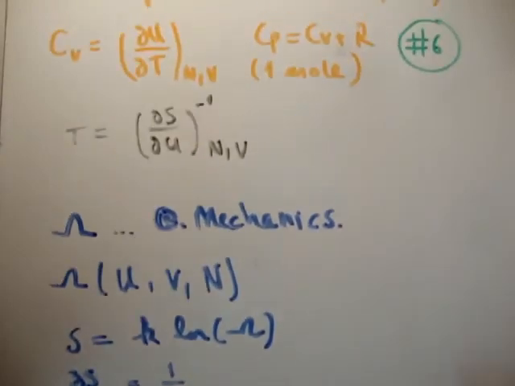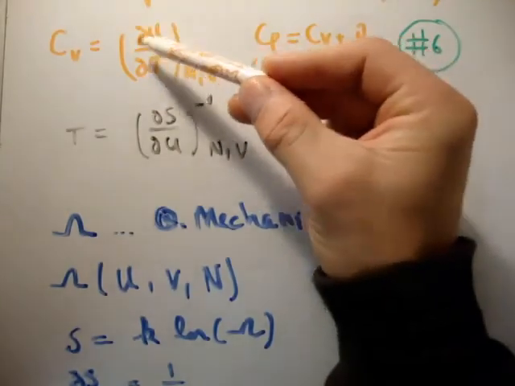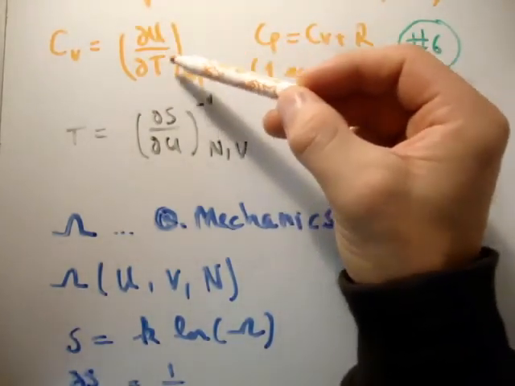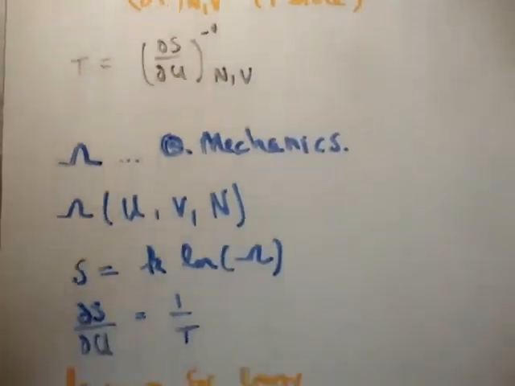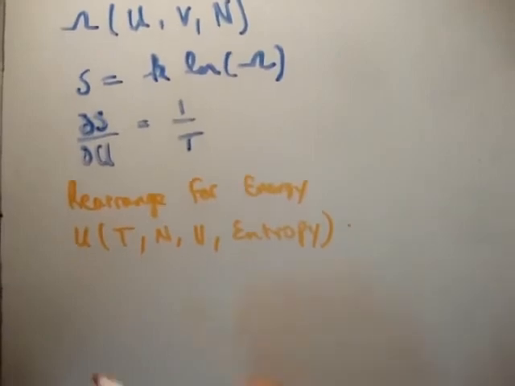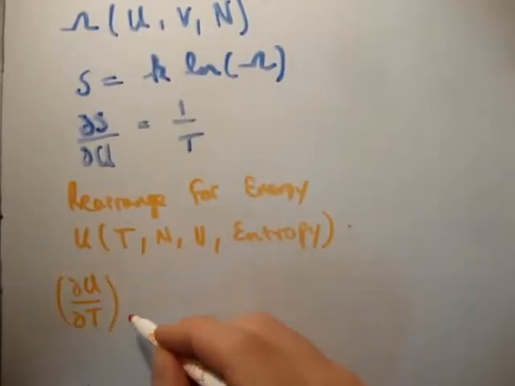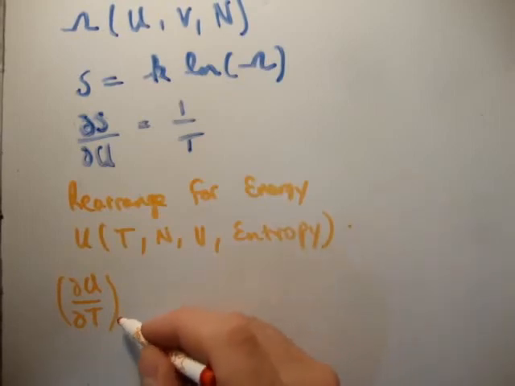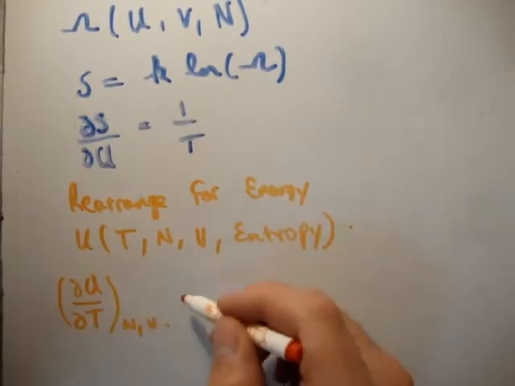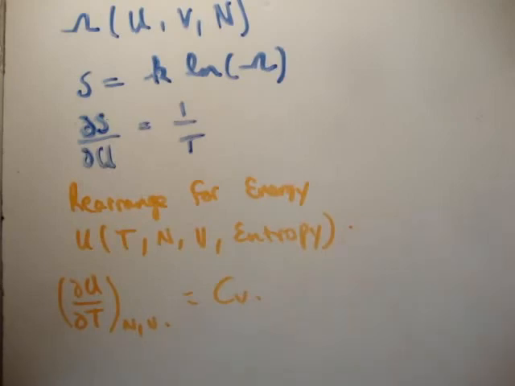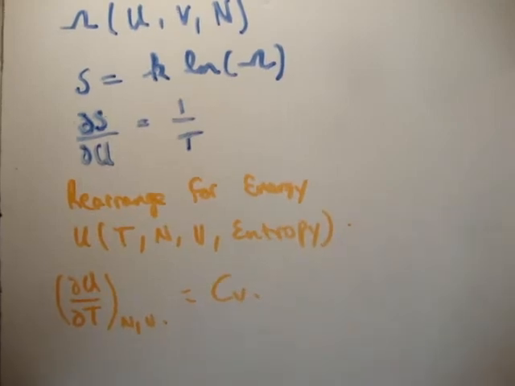Okay, so we now have energy. Now look, that's the formula. We're after getting energy as a function of temperature. So it's very easy to get the heat capacity at constant volume. We just get del U del T, holding everything else fixed, holding N and V fixed. That's equal to C sub V. Alright, so that's really what I've been doing the last number of videos.